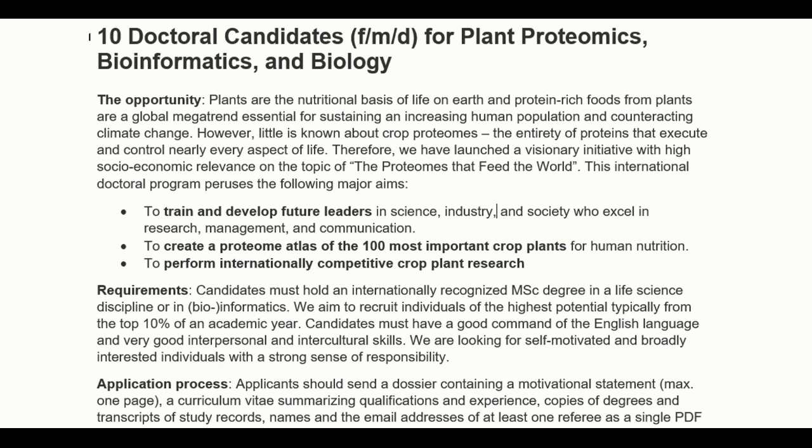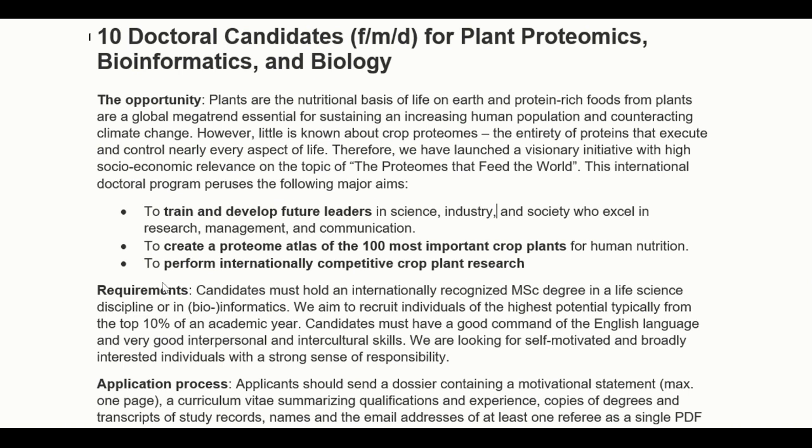So in this, they have three major aims. First one is to train and develop future leaders in science, industry, and society who excel in research, management, and communication, and to create a proteome atlas of the 100 most important crops for human nutrition. This is what I have talked about earlier, and to perform internationally competitive crop plant research. That's something they have explained. Now you have a structure, you have a zone in which you should write your motivation letter, and according to that you should explain things in your motivation letter.